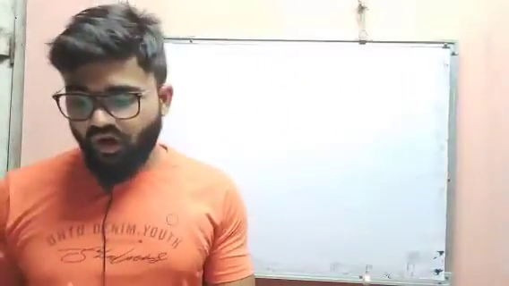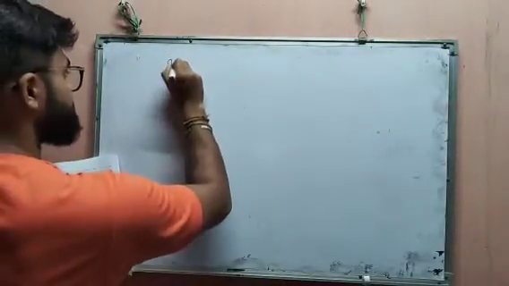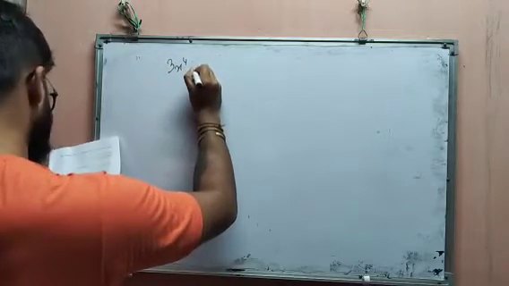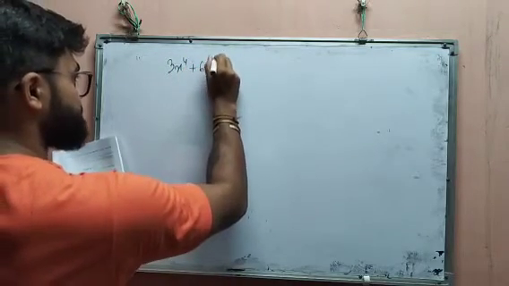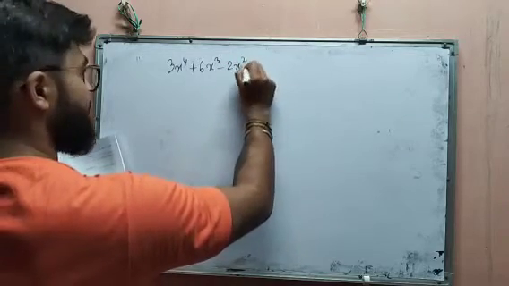What is said is: obtain all the zeros of 3x to the power 4 plus 6x cube minus 2x square minus 10x minus 5. So we have been given a polynomial 3x to the power 4 plus 6x cube minus 2x square minus 10x minus 5.